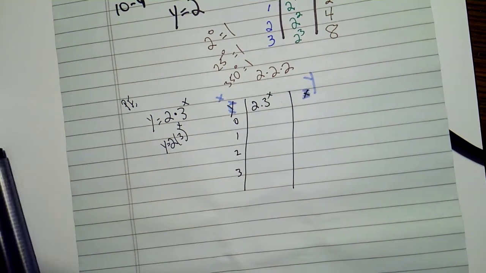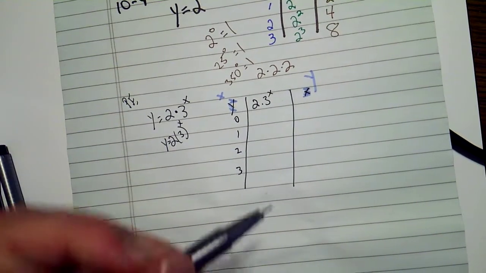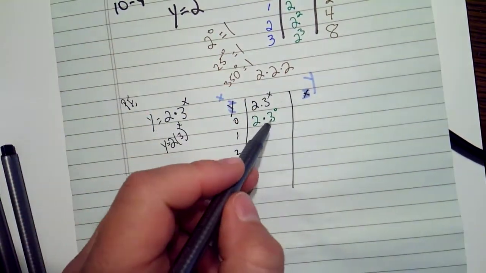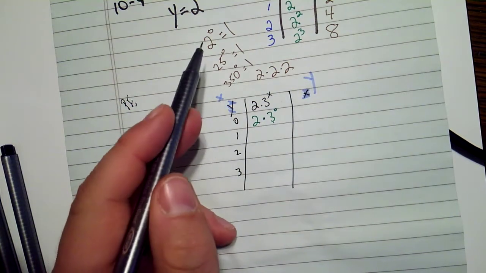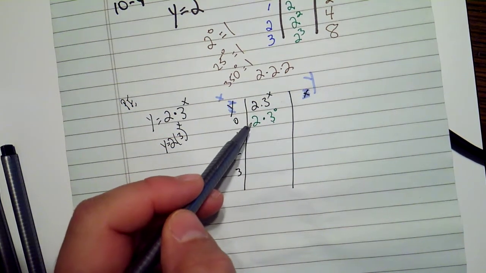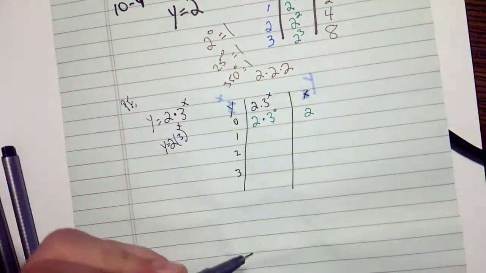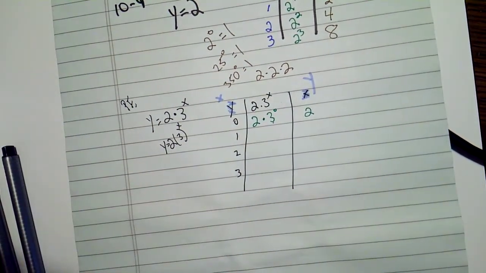Then I'm going to start plugging it in. Okay? So this is going to be 2 times 3 to the 0. 3 to the 0 is what? 3 to the 0 is 1. So 2 times 1 is equal to 2. Go to the next one.